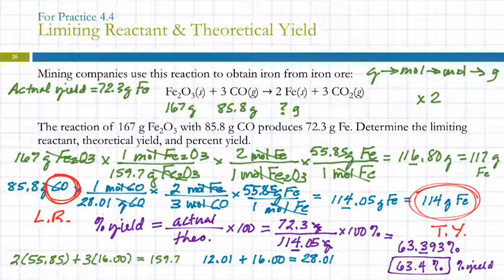Any questions? This is a very practical sort of calculation, because this tells the mine company owner or manager that, hey, we're wasting resources here. We're only getting 63% of the iron out of this ore that we could be. So maybe we should look into how to make this process give us a higher yield. We can make more money that way.